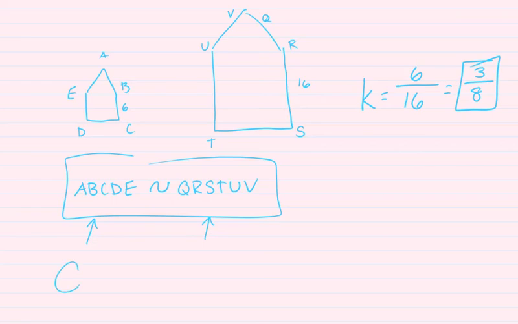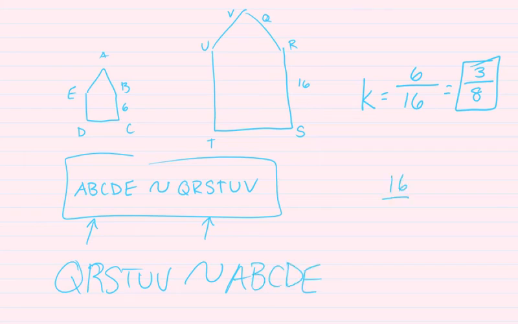If I reversed the question and asked from Q, R, S, T, U, V to A, B, C, D, E, then I would do 16 over 6 equals 8 over 3. So it would be 8/3 versus 3/8. So keep in mind the order. Order matters.